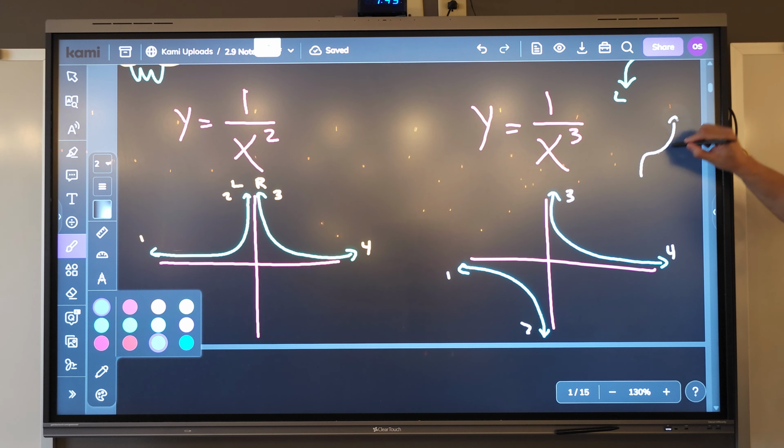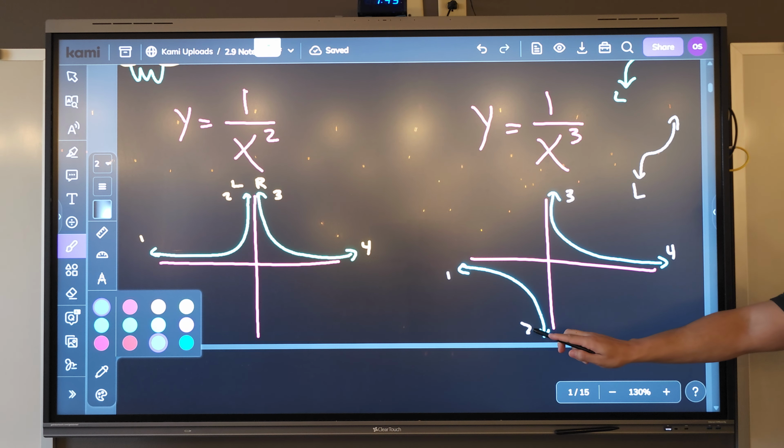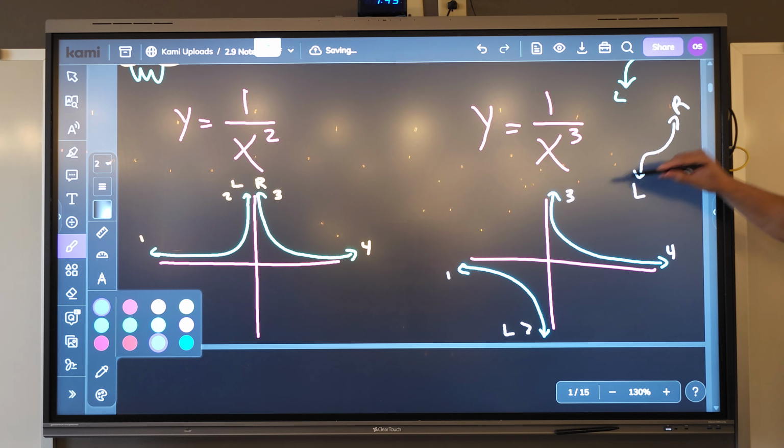Look. Before, the left one would point down, right? The left one points down. The right one points up. So that's still true. And that helps me to remember if it goes like this or like that. Is that okay so far, guys?